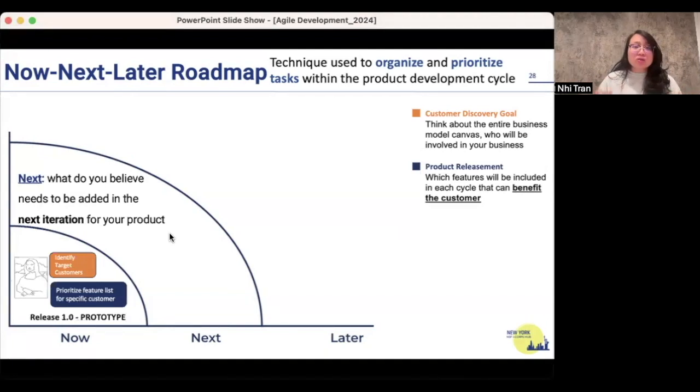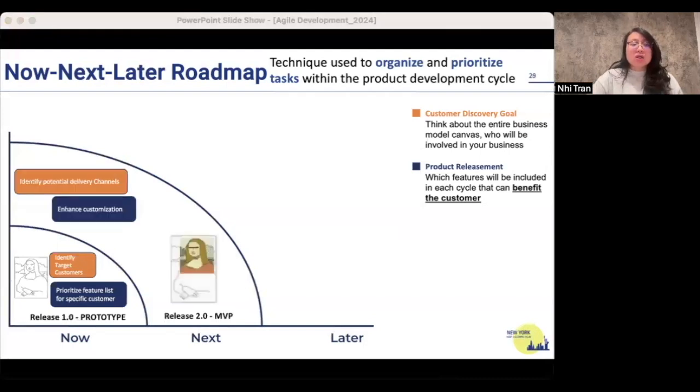As for next, what do you believe needs to be added in the next iteration? So you can have your MVP released based on the feature list that you prioritized in the now step. With the MVP, my customer discovery goal will be to identify the potential delivery channels for my product. And as for the product releasement, it can be enhanced customization, such as more colors and more face shapes that the user can choose from.